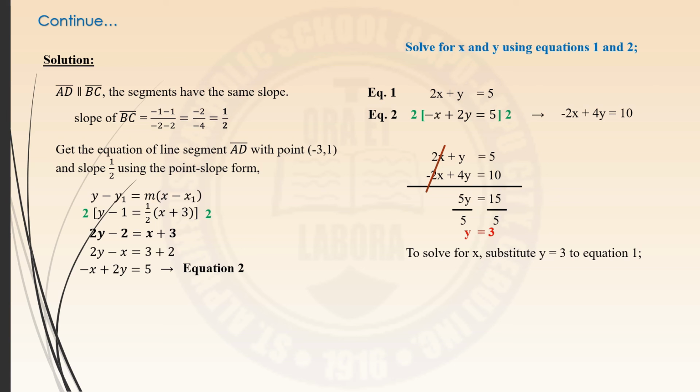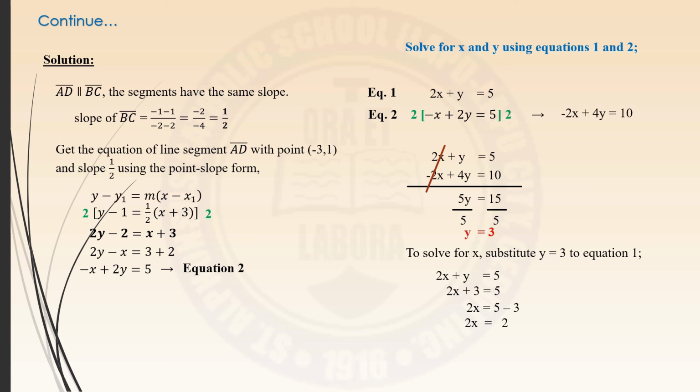To solve for x, use equation 1. 2x plus y is equal to 5. Next, substitute our y with 3. So we have 2x plus 3 is equal to 5, and then 3 should be transposed to the other side of the equation, and the equation will become 2x is equal to 5 minus 3. Simplify 5 minus 3, the answer is 2.